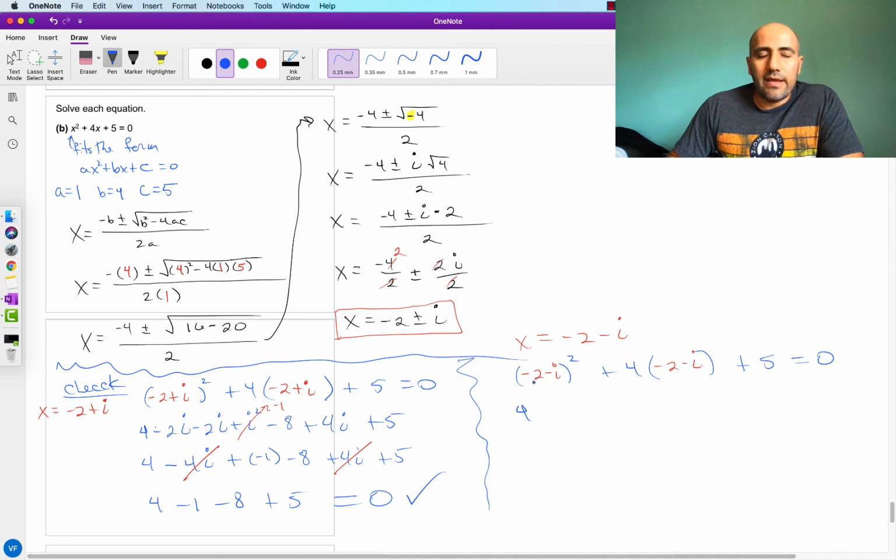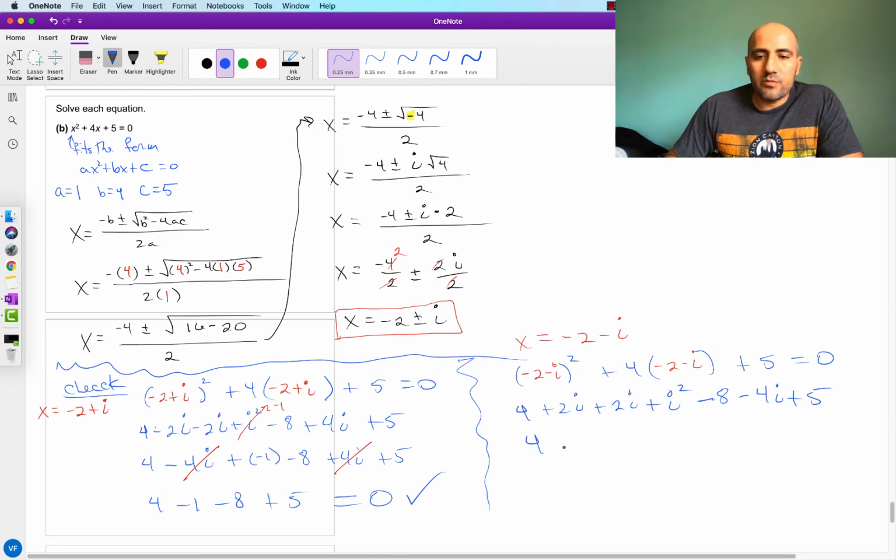And then we get -2 times -i becomes +2i. And then -2 times -i, we get another +2i. And then we end up with a plus i squared. Distributing, we get a -8 minus 4i plus 5.